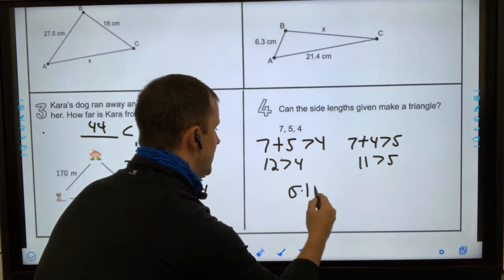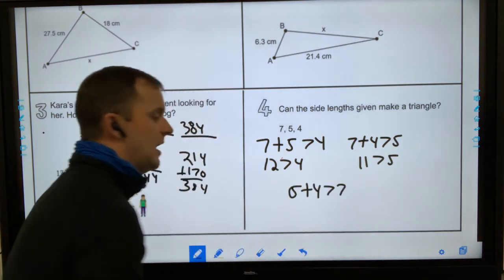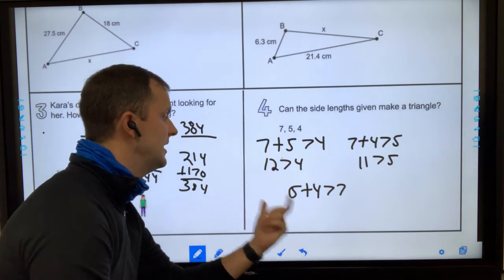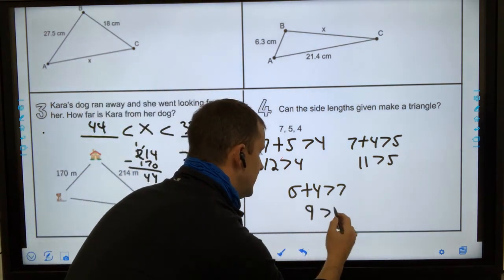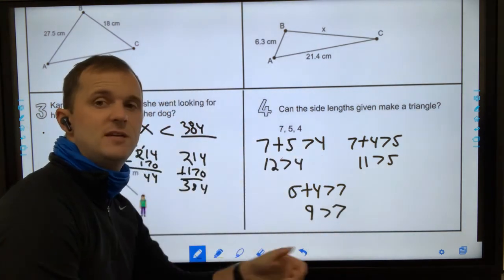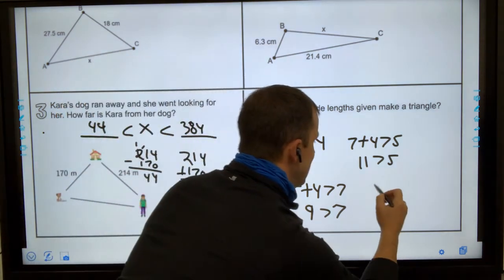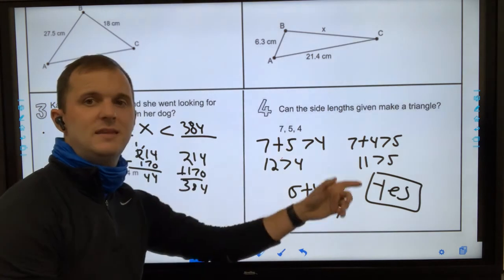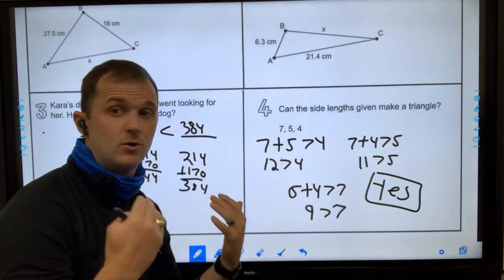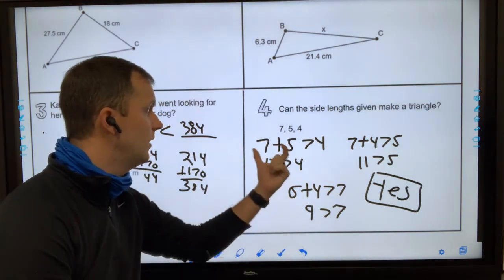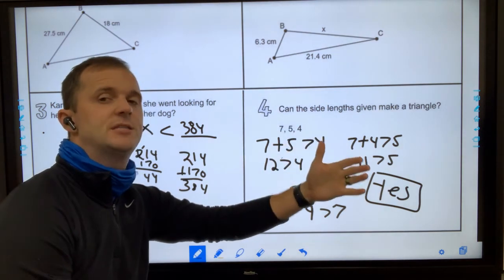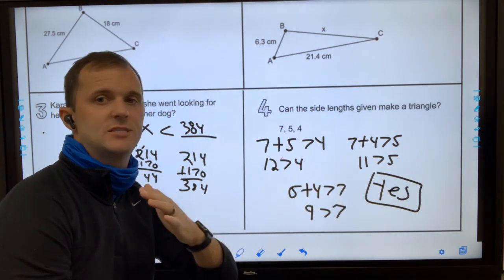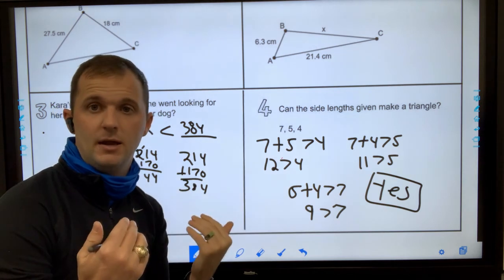So 5 plus 4 has to be greater than 7. 5 plus 4 is 9, so that is greater than 7. So since all 3 of these work out, that means this is a triangle. So yes, it is a triangle. And if you work these 3 out and it isn't true, meaning one of these values is less than or equal to the third side, then it's not going to make a triangle. Okay.